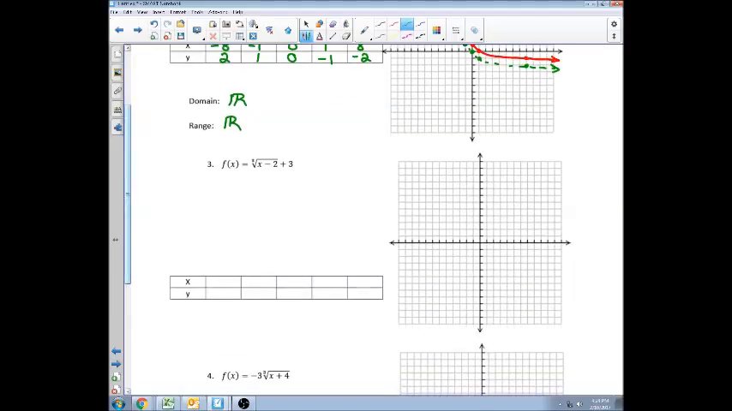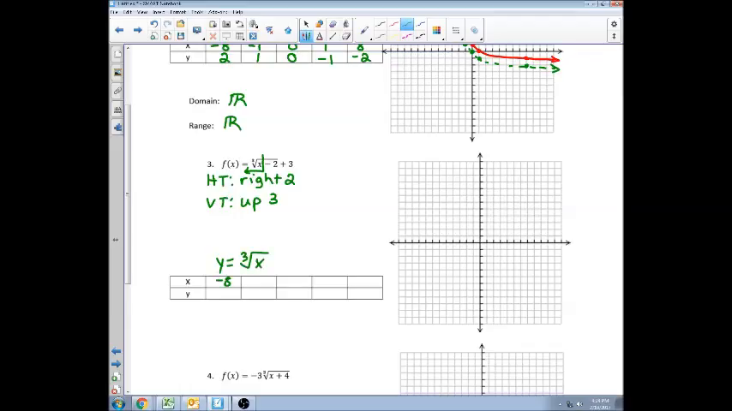I have nothing in front of the cube root, so I do not have a reflection and I do not have a stretch. The first thing I'm going to run into is this negative 2, which is underneath our cube root sign. So that means I have a horizontal translation. I'm going to go opposite the sign, so right 2. This positive 3 tells me I have a vertical translation. Since it's outside the cube root sign, I'm going to follow the sign, so it'll be up 3. I'm only going to use that portion of my function for my table, so y equals the cube root of x.